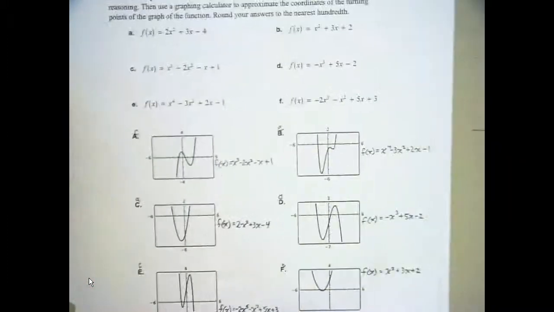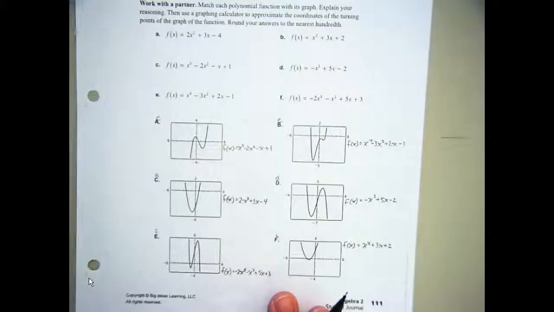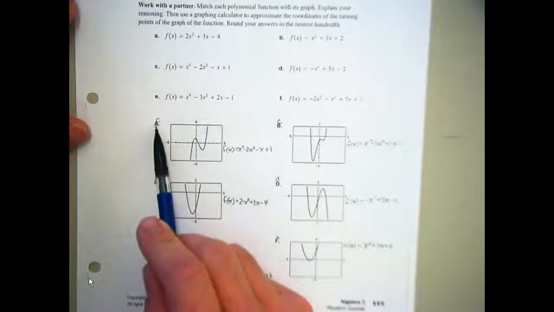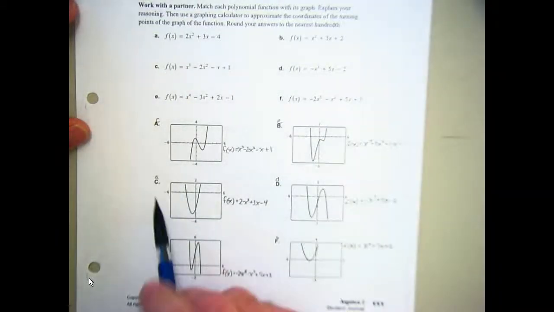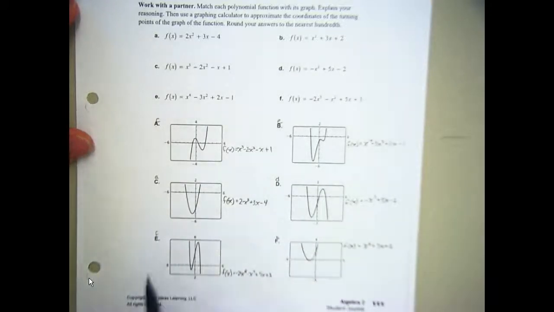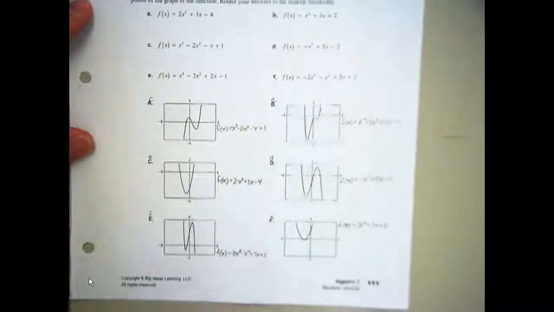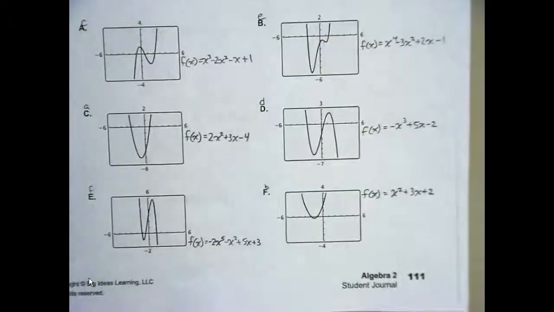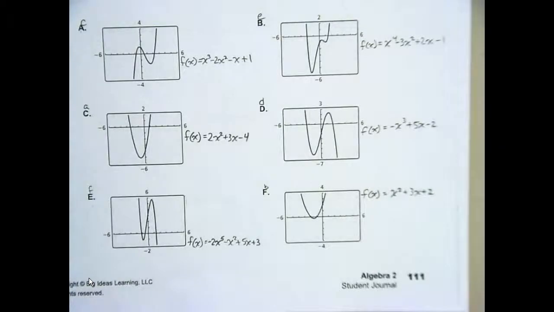So, if I were to say those are my graphs, all right? Matching up the functions. Graph A goes with function C, graph B goes with function E, graph C goes with function A, graph D goes with function D, graph E goes with function F, and graph F goes with function B.